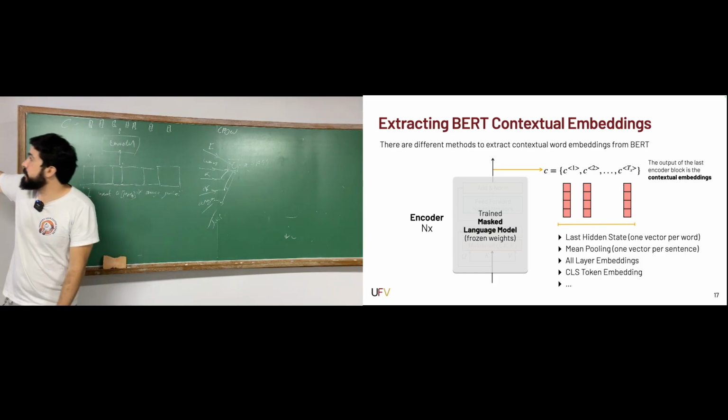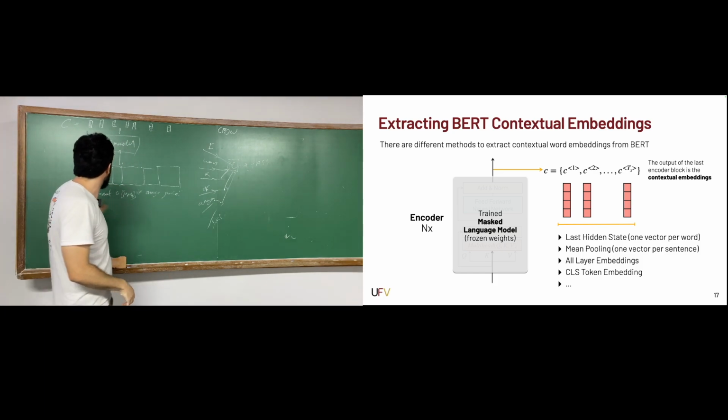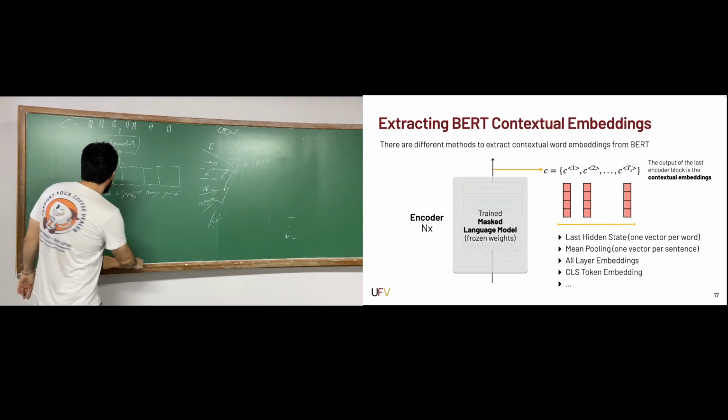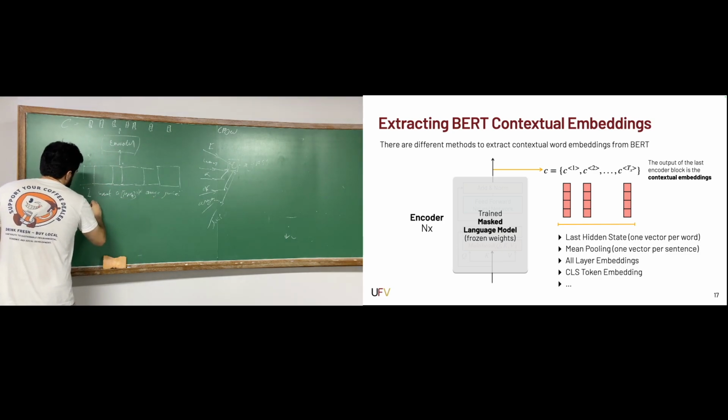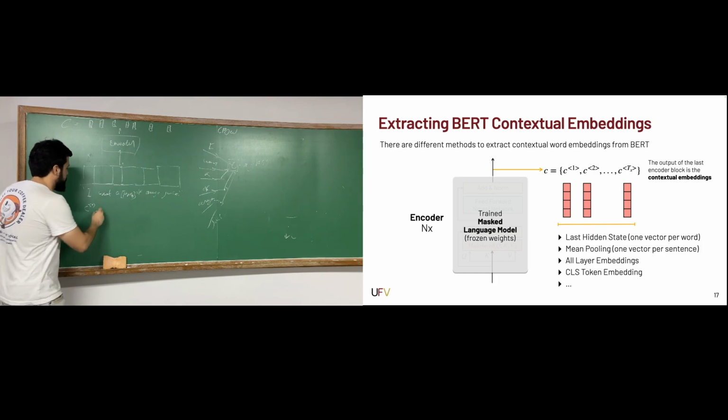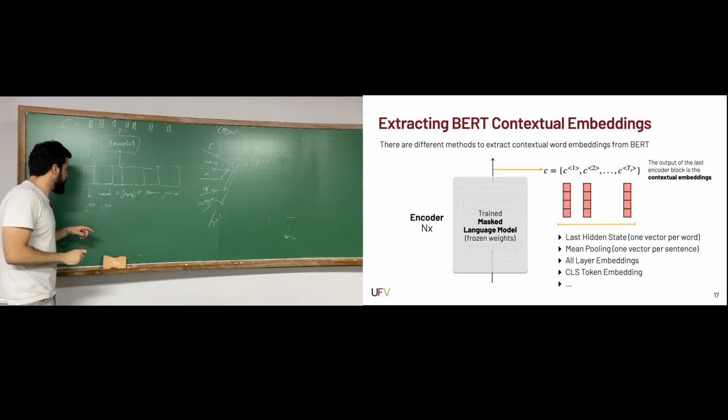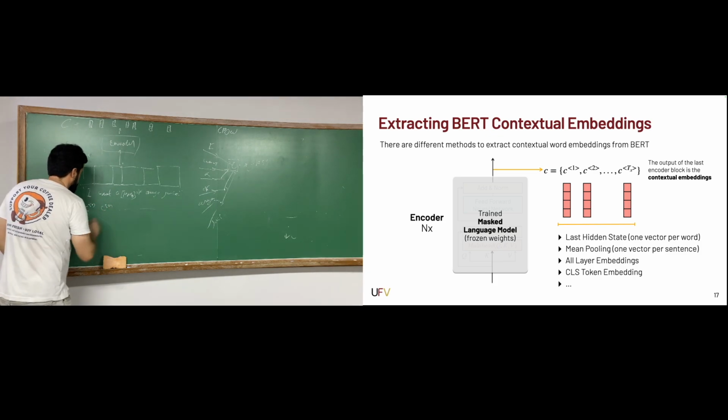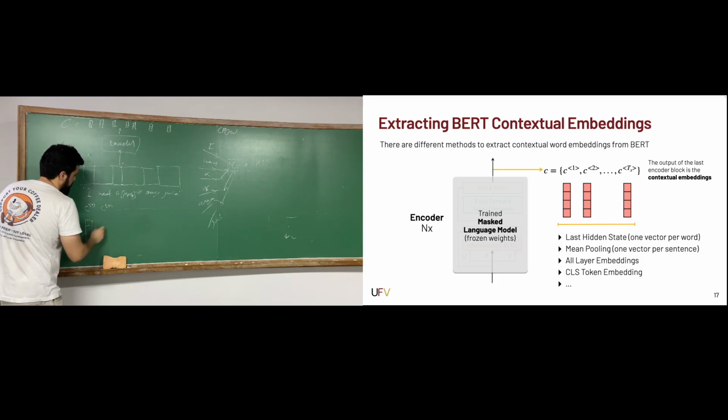So C1 is the embedding of word 1. Take the sentence "I wanted a glass of orange juice." C1 is a contextual embedding of the word "I." And C2 is a contextual embedding of the word "want," and so on and so forth, right? So this is a vector. This is a vector.